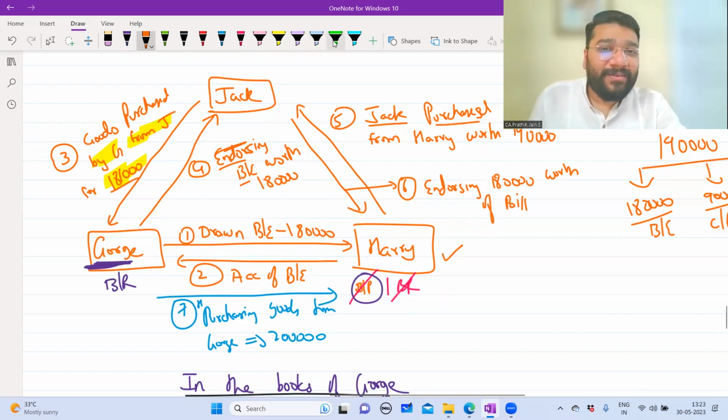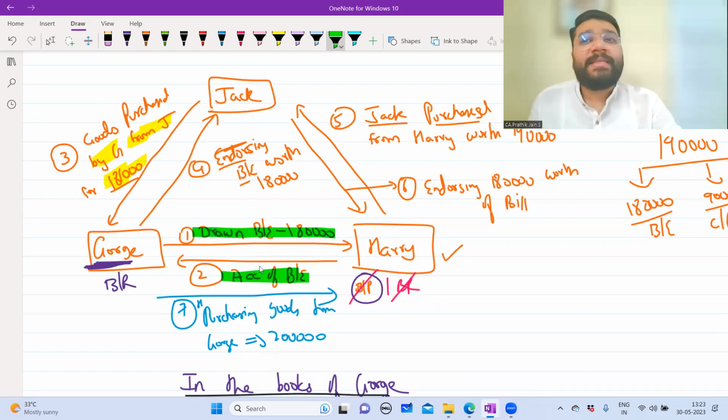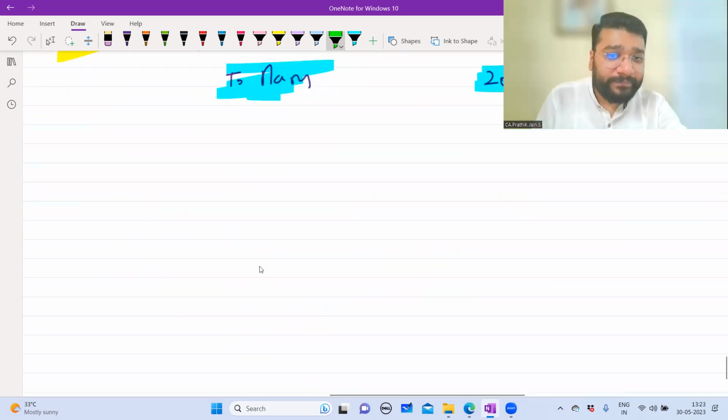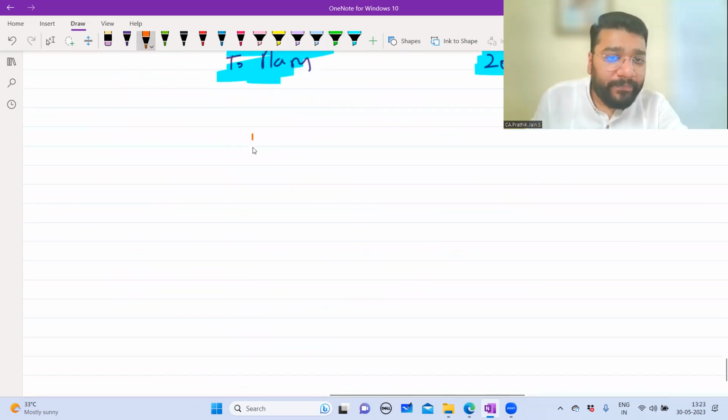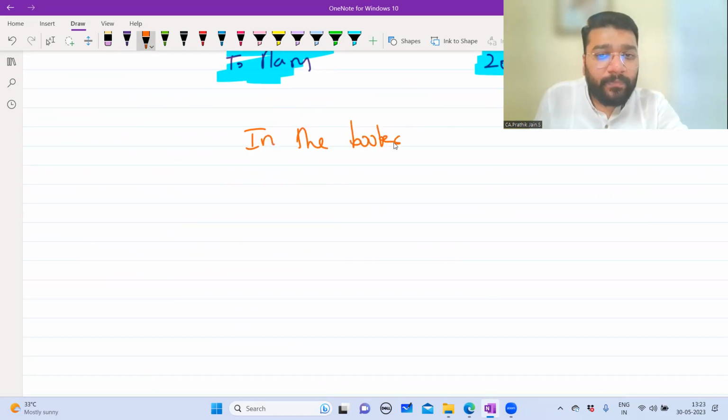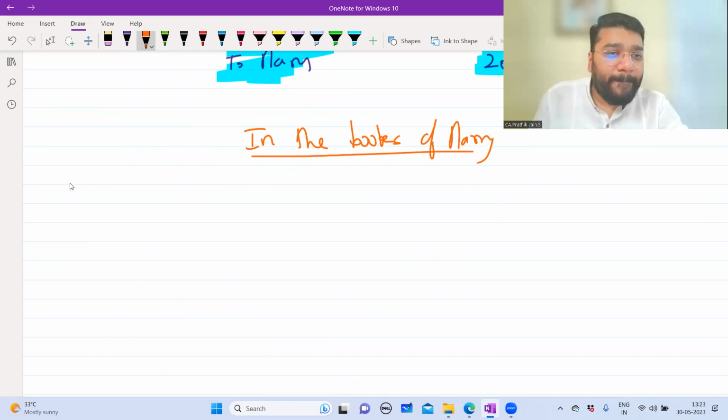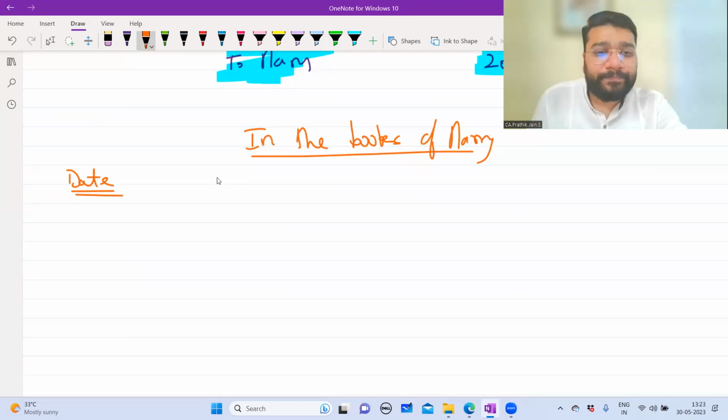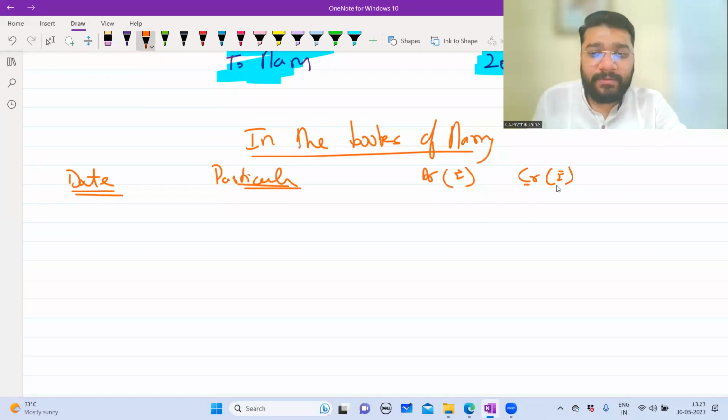Now, very simple people. Gorgi has drawn a bill of exchange of 180 on Harry. Harry has accepted the bill. So if Harry is accepting a bill, on the date of acceptance, will Harry pass any entry or not? Now, in the books of Harry, date, particulars, LF, I'm not writing, you write it, debit rupees, credit rupees.